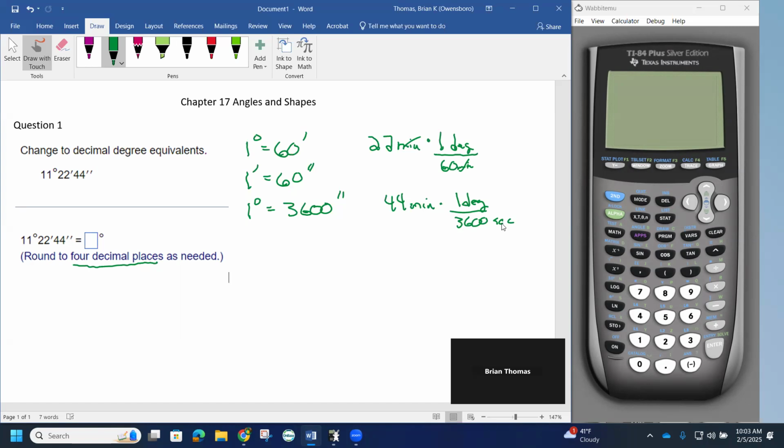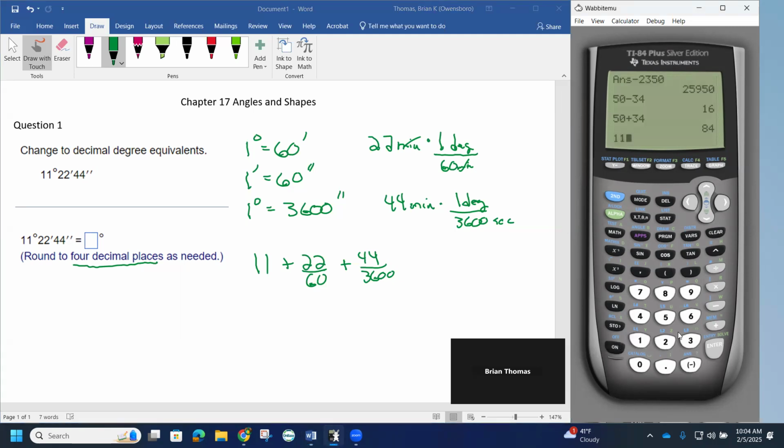So essentially what we have going on here then is we have 11 degrees, and then if I have 22 divided by 60, that'll also be in degrees now. If I add to that the 44 divided by the 3,600, that will also now be in degrees. So if I add all those together, it should give me my decimal degrees.